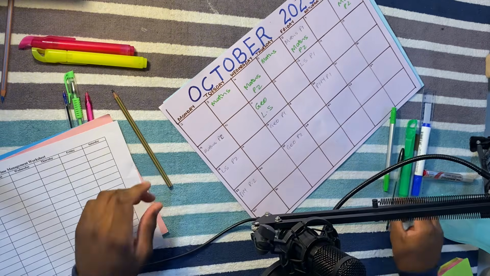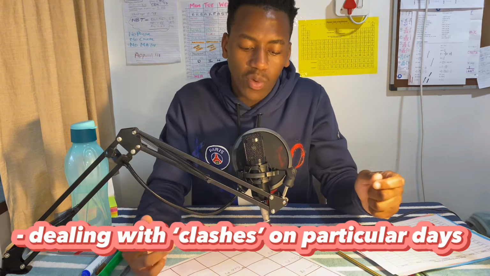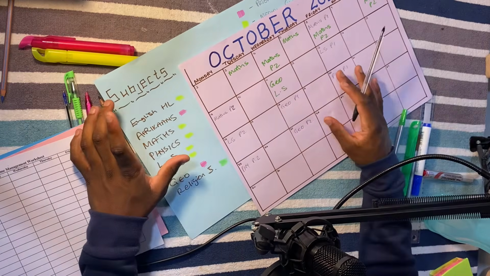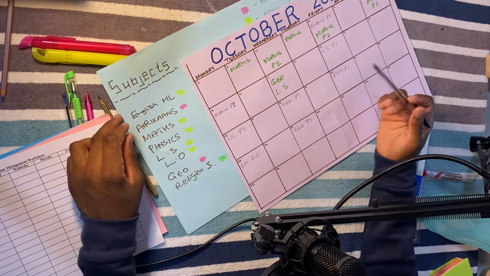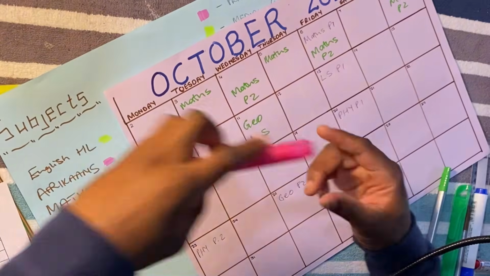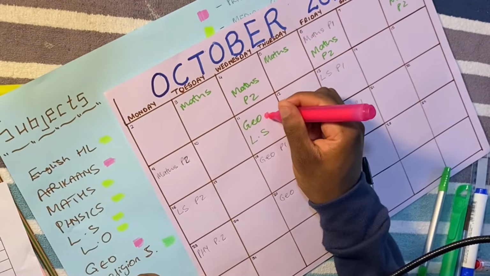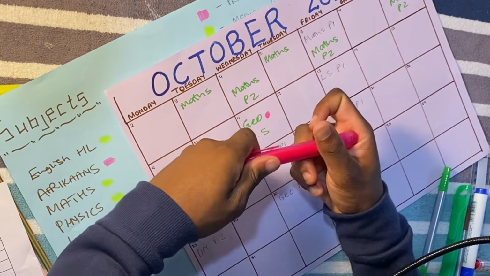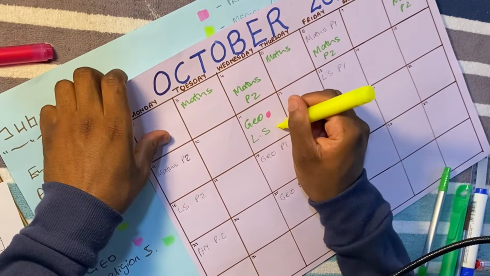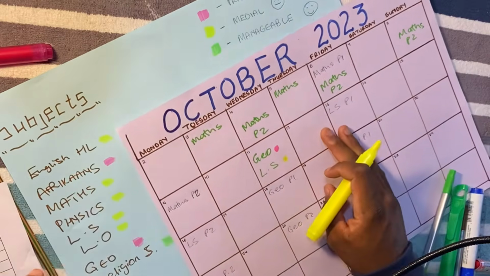Now obviously, when you do this method, there will be some clashes where you have more than one subject to do in a single day. And this is where our color coding will come into play. So you look at your color coding. We know very well that geography is red. Geography is a red subject. Red is for danger. And then we know that our life sciences is yellow. Now, our guidelines tell us that red is more important than yellow.